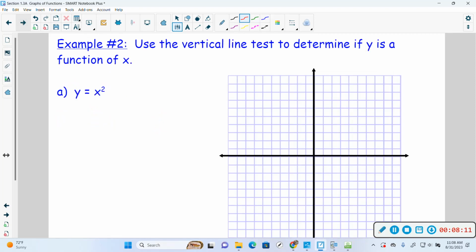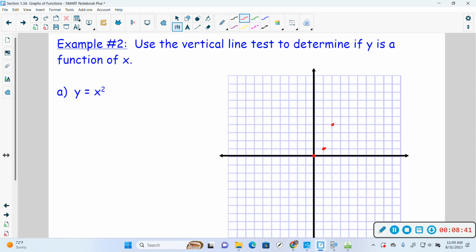Use the vertical line test to determine if it's a function. Now, you can use your graphing calculator to generate the graph for this if you want. I don't care. But we should be able to do it in our heads. X squared, what sort of shape is it going to be? Parabola. So this is our parent function, parabola. So I know 0 squared is 0. I know 1 squared is 1. I know 2 squared is 4.